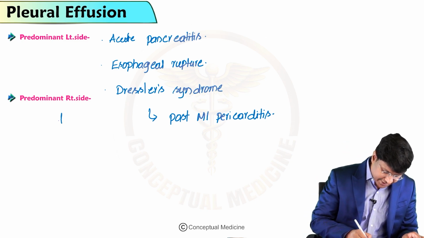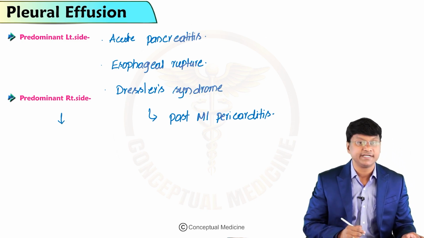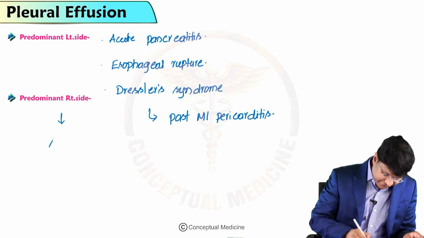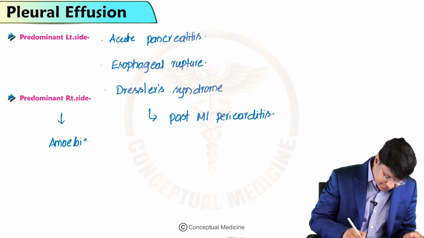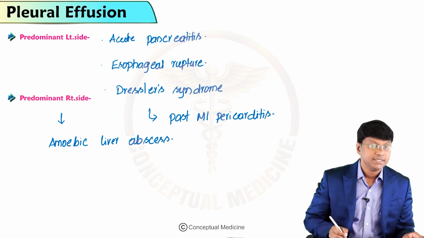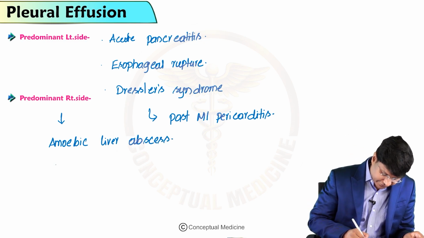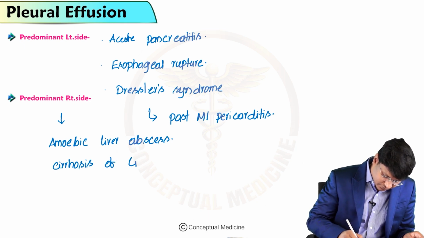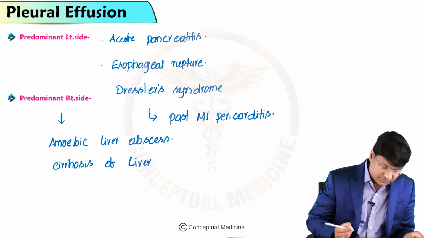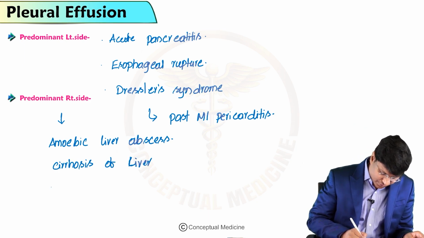And what are the conditions where you have predominantly right-sided pleural effusion? You will have that in patients with amoebic liver abscess. Second, cirrhosis of liver. Third, Meigs syndrome.